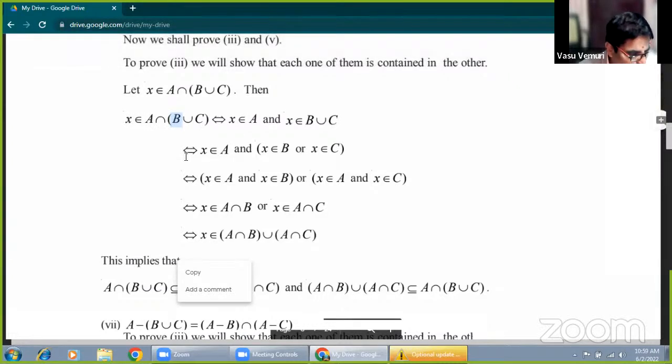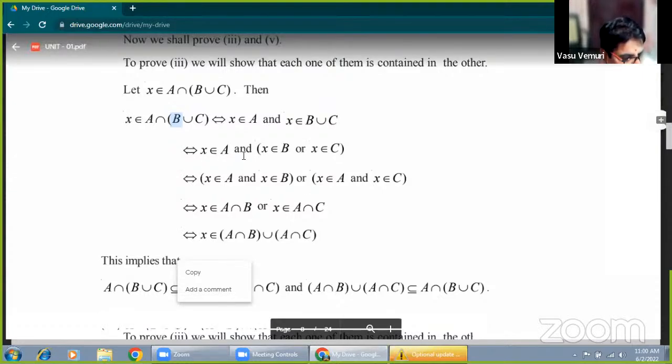In the same manner, if and only if X is in A, and X is in B union C, where union is represented as OR. Now, suppose X is in A and X is in B, or X is in C. That is the bracket of this part. Suppose this also distributes here. X belongs to A and X belongs to B, or X belongs to A and X belongs to C. Now X belongs to A and distributes in this bracket.